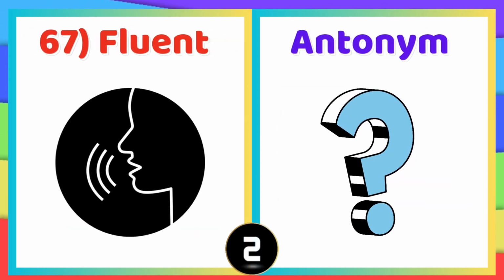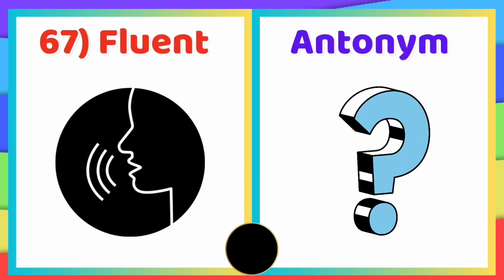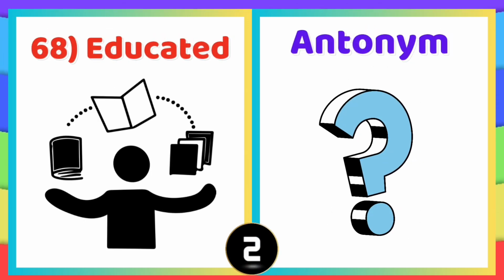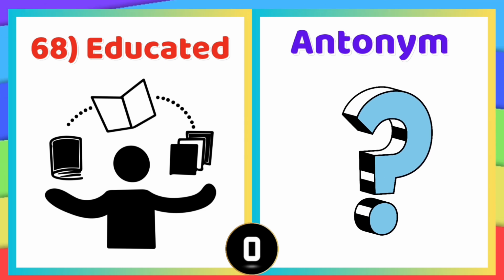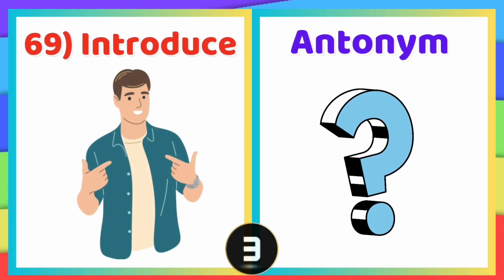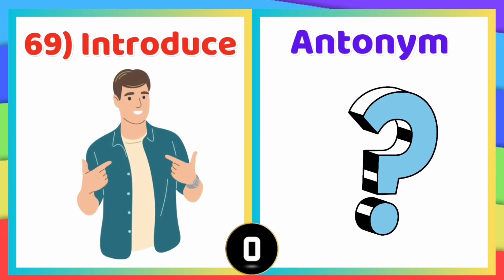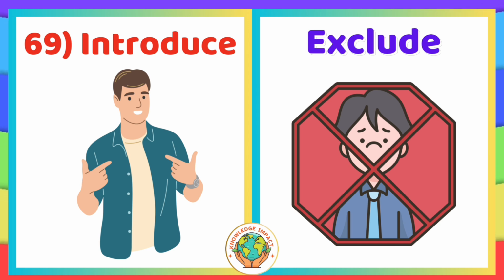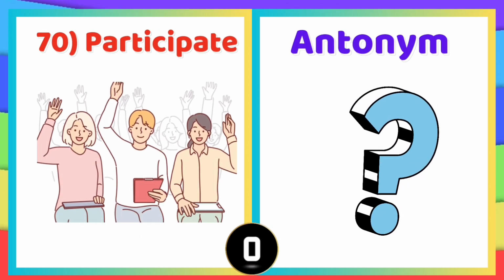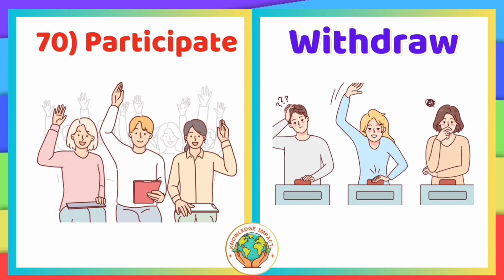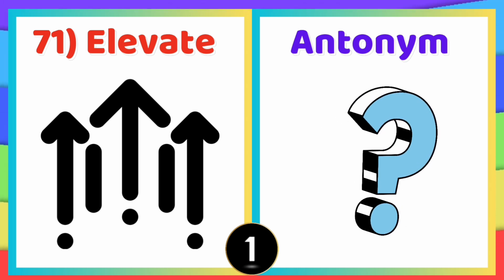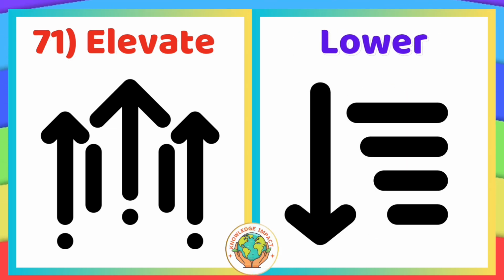What's the antonym of the word fluent? Hesitant. What's the antonym of the word educated? Ignorant. What's the antonym of the word introduce? Exclude. What's the antonym of the word participate? Withdraw. What's the antonym of the word elevate? Lower.